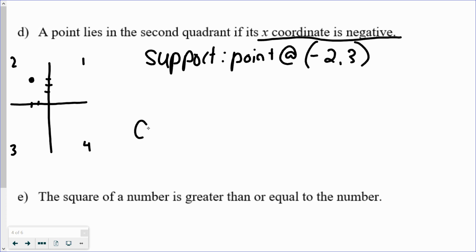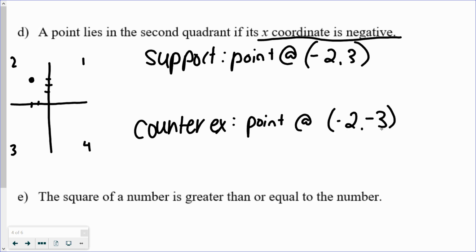A counterexample would be a point at negative 2, negative 3, because negative 2, again 1, 2, but now negative 3. So your negative y values take you down here. So that would be right there. And that's in quadrant 3 instead of 2.